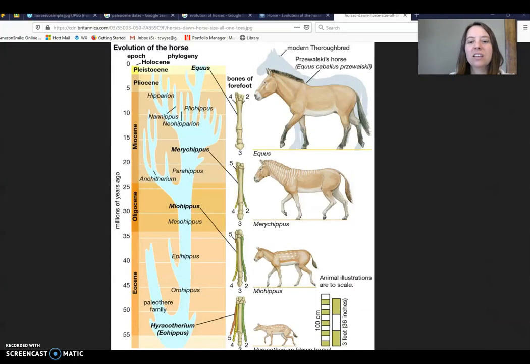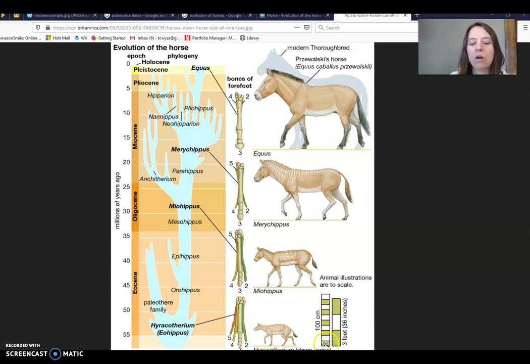So what would these ancestors to the modern day horse have looked like? If you look down here, about 55 million years ago, we were talking about them having more toes, more like a human or a monkey or some other mammals.